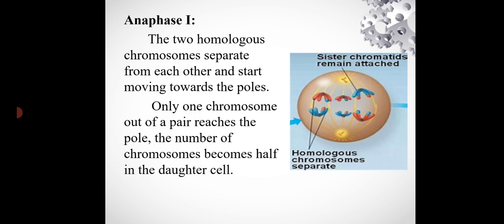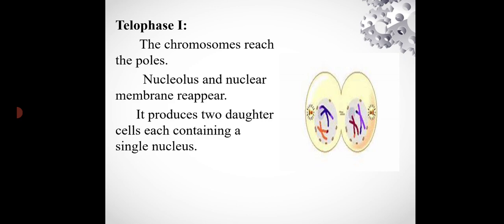Next, anaphase 1. The two homologous chromosomes separate from each other and start moving towards the poles. Only one chromosome out of a pair reaches the pole. The number of chromosomes becomes half in the daughter cells. Telophase 1. The chromosomes reach the poles. Nucleolus and nuclear membrane reappear. It produces two daughter cells, each containing a single nucleus.